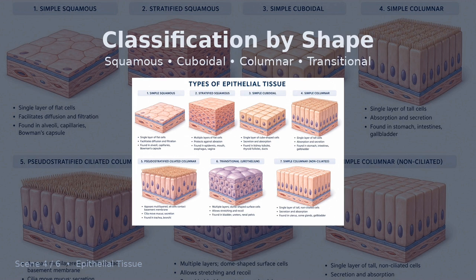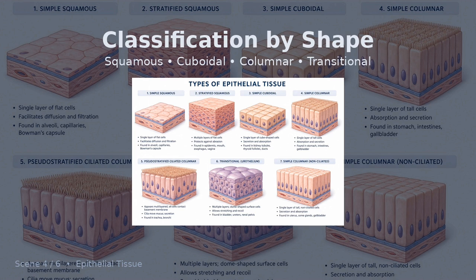2. Cuboidal epithelium. Cube-shaped or hexagonal cells with microvilli on the apical surface that help in secretion and absorption. 3. Columnar epithelium. Rectangular, column-shaped cells with cilia or microvilli at the apical surface, helping in secretory and absorptive functions.